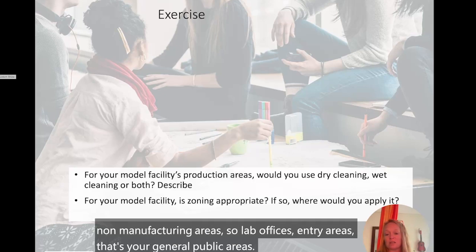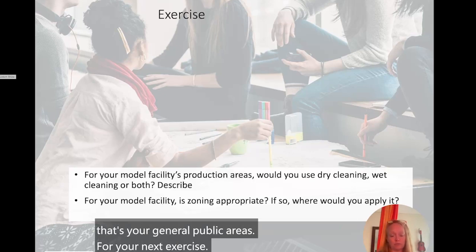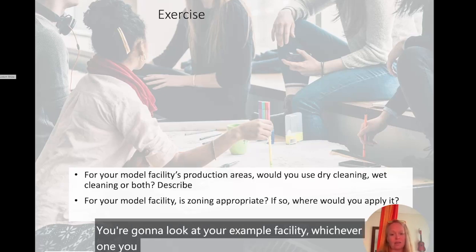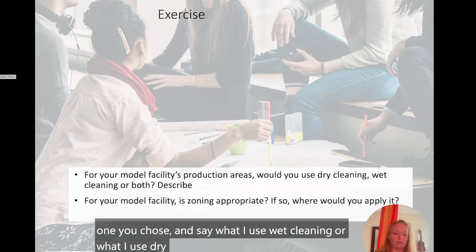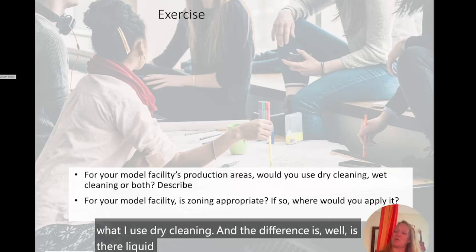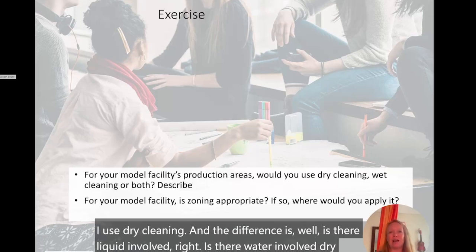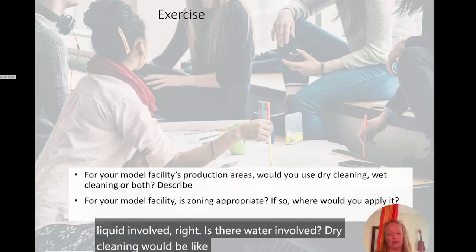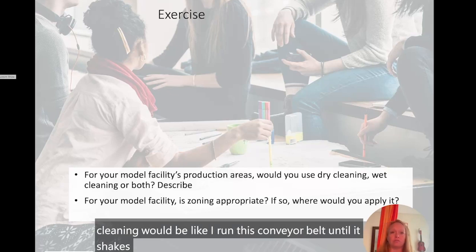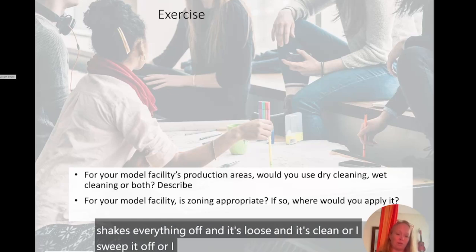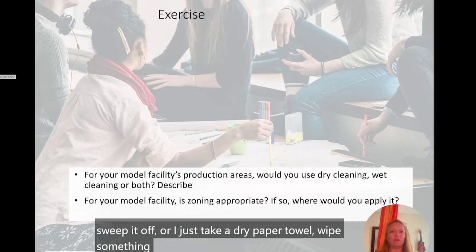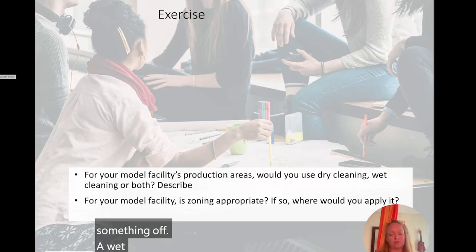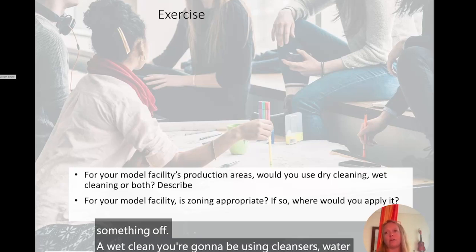For your next exercise, you're going to look at your example facility, whichever one you chose, and say, would I use wet cleaning or would I use dry cleaning? The difference is, is there liquid involved, right? Is there water involved? Dry cleaning would be like, I run this conveyor belt until it shakes everything off and it's loose and it's clean. Or I sweep it off, or I just take a dry paper towel and wipe something off. A wet clean, you're going to be using cleansers, water, sanitizer.